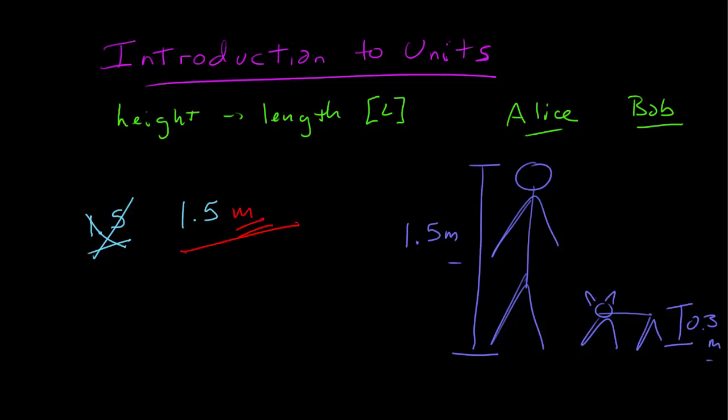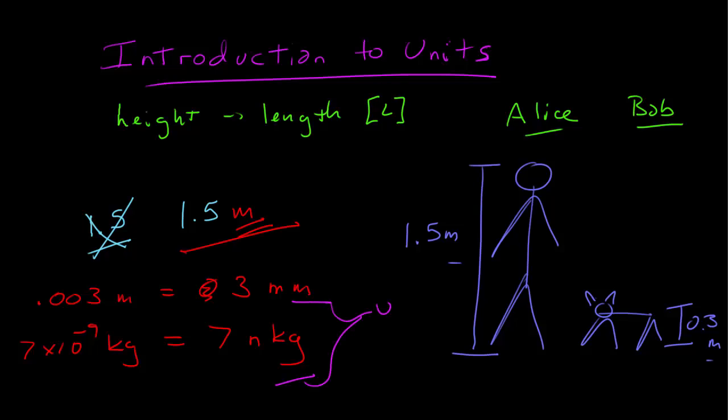Also, metric system prefixes go before your unit symbol. So if you have 0.003 meters, this is equal to 3 millimeters, or 7 times 10 to the negative 9 kilograms is 7 nanokilograms. And in this case, here is the unit, meters or kilograms, and then here, milli or nano is the metric prefix.